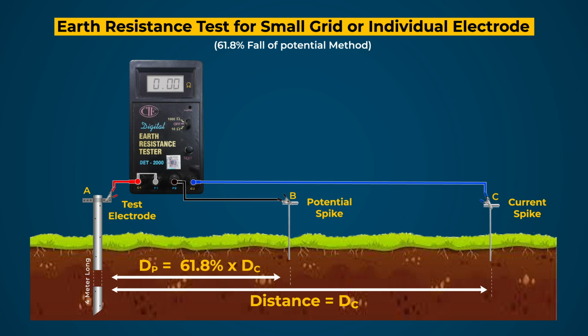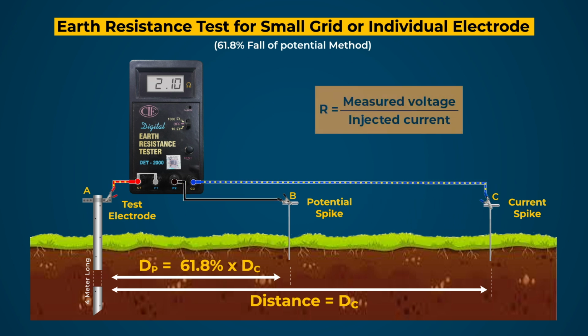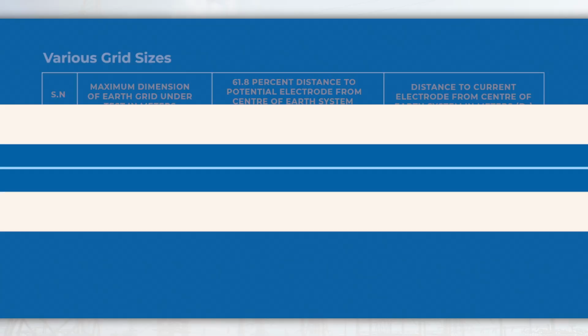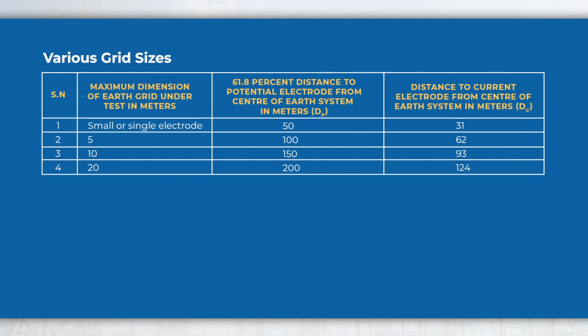In this test, a current is injected between the current spike and the test electrode, and voltage is measured between the test electrode and the potential spike. Finally, with the help of the measured voltage and injected current, earth resistance is calculated. This test method is applied for various grid sizes mentioned in the table.